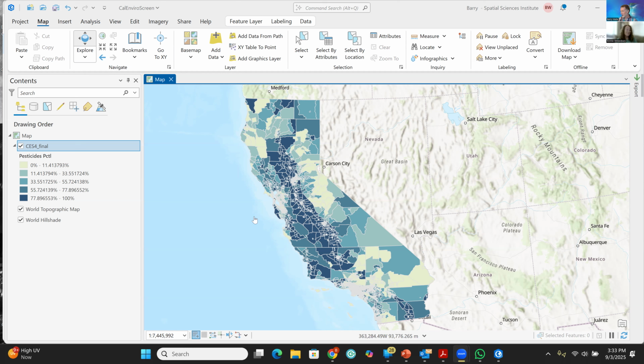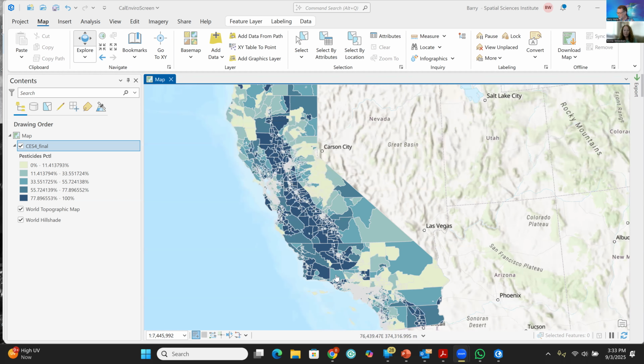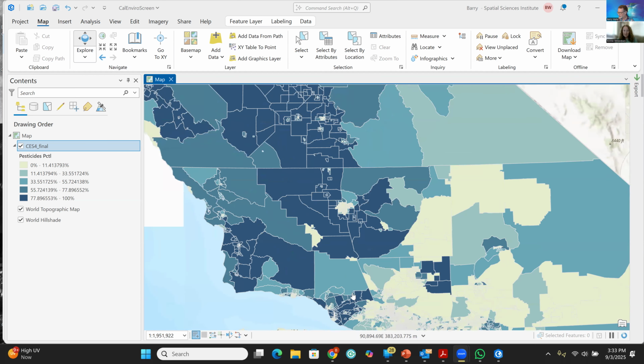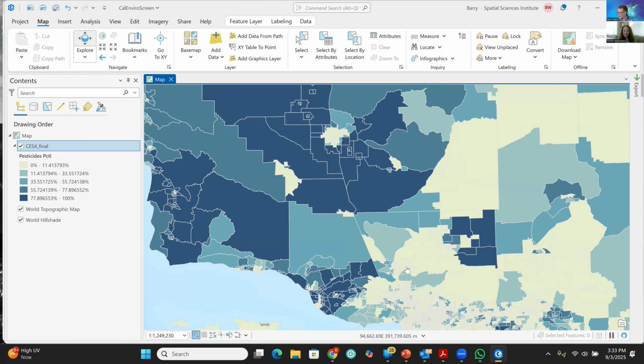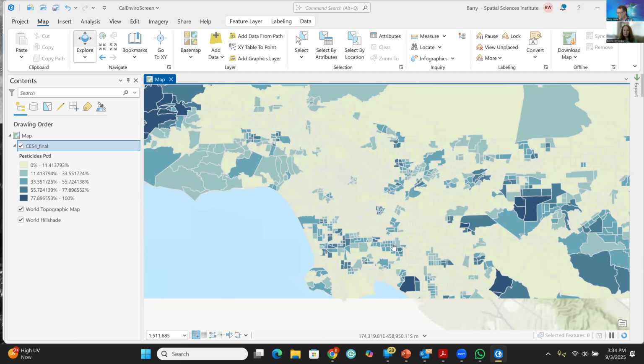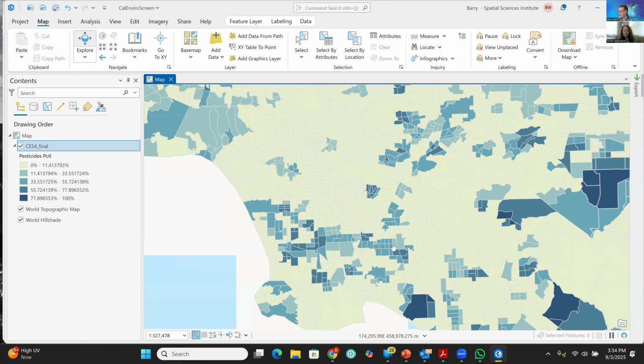What you're seeing here is the percentile for the state of pesticide levels in each of these areas. And as I zoom in, you'll see that it changes to a smaller geography. Or at least I thought I had it set up to do that. Oh, sorry, I just have this set up by census block group, so it's pretty small areas we're looking at here.